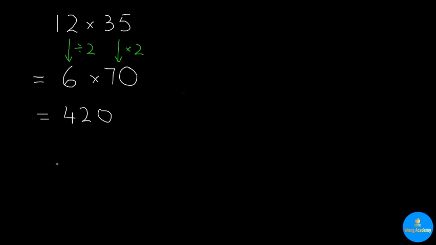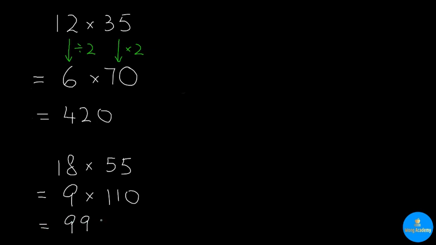How about 18 times 55? You may try to pause the video and try to do it yourself. 18 can be halved into a 9. And on the other hand, 55 times 2, I will get 110. 9 times 11 is 99. Together with the ending 0, we get 990 as the final answer.